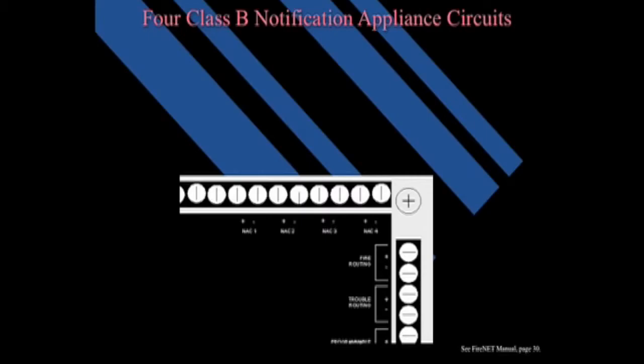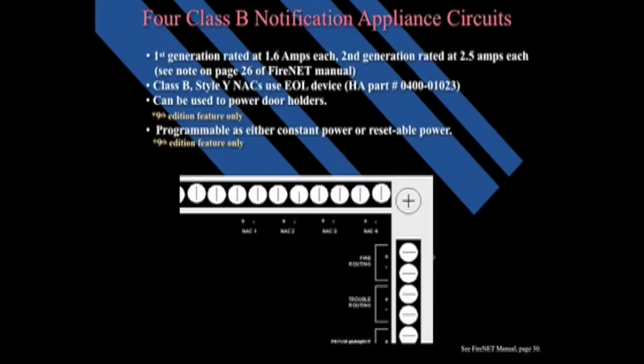For Class B notification appliance circuits, the first generation FireNet had NAC circuits rated at 1.6 amps each. The second generation FireNet, released in 2005, upped that to 2.5 amps each. With the new 9th edition, the NAC circuits now use an end-of-line device and can be used to power door holders, and can also be programmed as either constant or resettable auxiliary power.